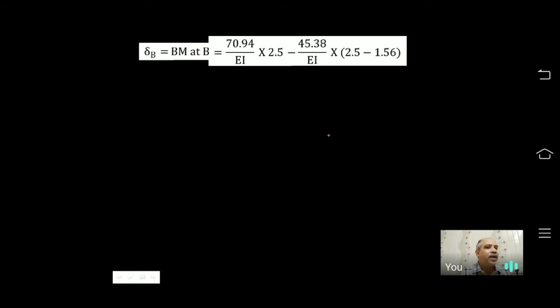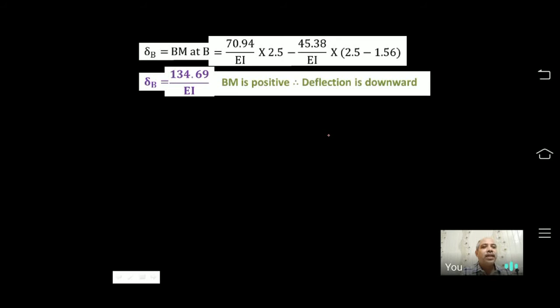Now delta B we have to find out. Then we have the bending moment at B. So at B, we have reaction moment 70.94 upon EI into 2.5 minus 45.38, which is the area of that parabola, into 2.5 minus 1.56. 1.56 is the centroid from A, and we are taking moment at B. So the span of the parabola is 2.5, so it is 2.5 minus 1.56. And then we are going to get the value delta B 134.69 upon EI. Now as we get this bending moment positive, that means my deflection is acting in the downward direction.